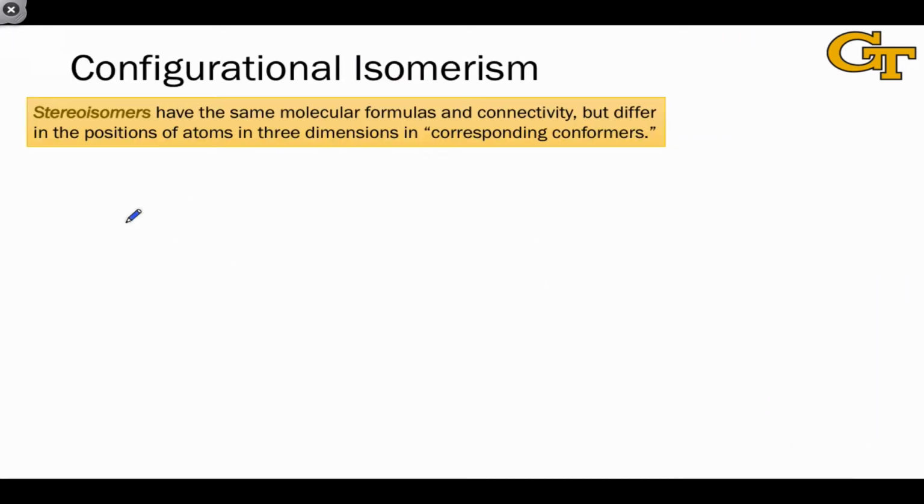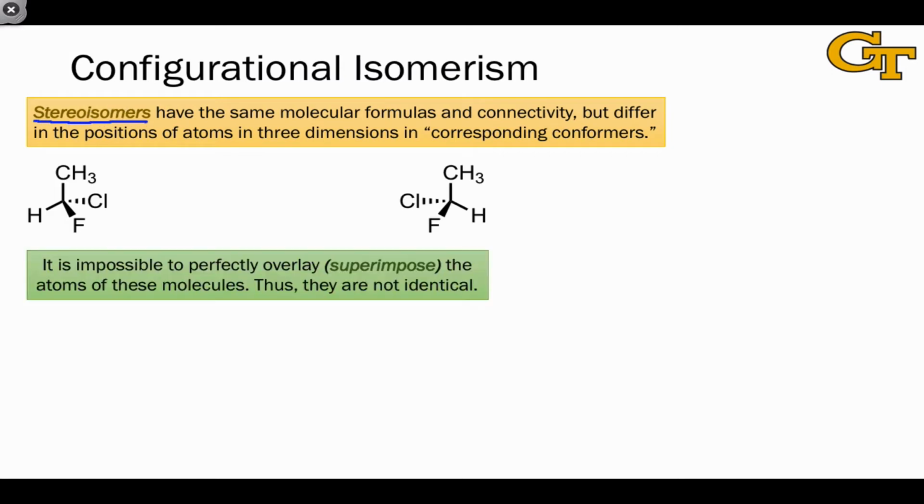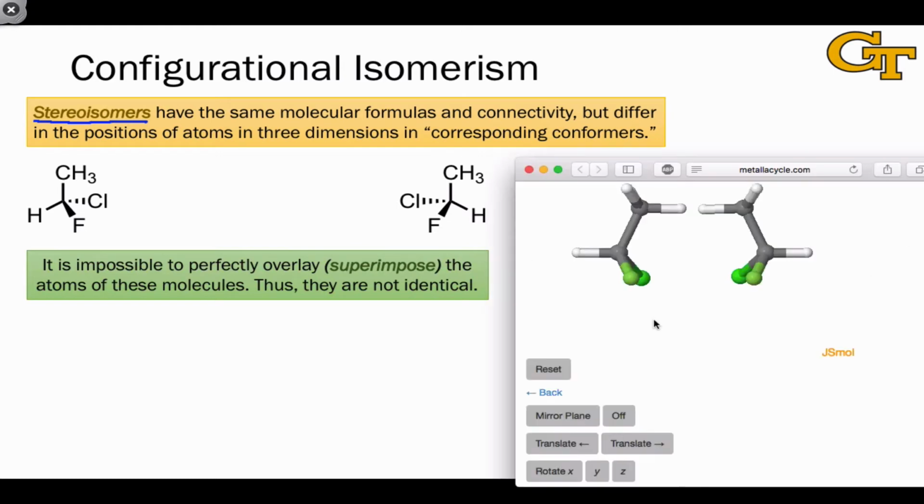Molecules with the same molecular formulas and the same connectivity but different configurations are known as configurational isomers, or much more commonly, stereoisomers. For example, the two molecules shown here are stereoisomers. It's impossible to perfectly overlay them so that all of their atoms and bonds match. To see this, examine the molecular models of these compounds shown here. The fluorine is indicated in light green and the chlorine in dark green.